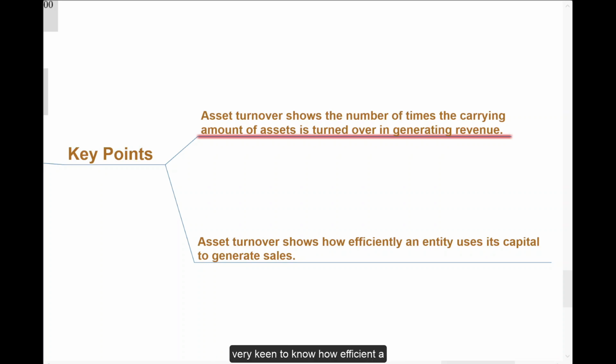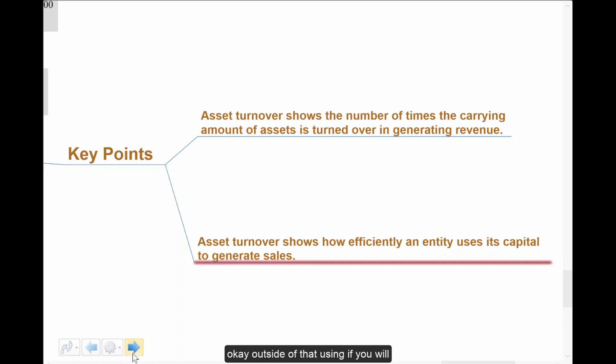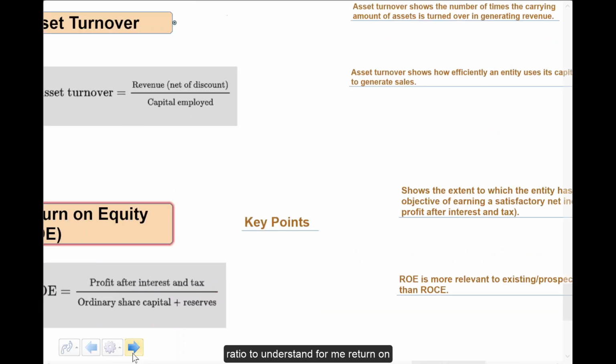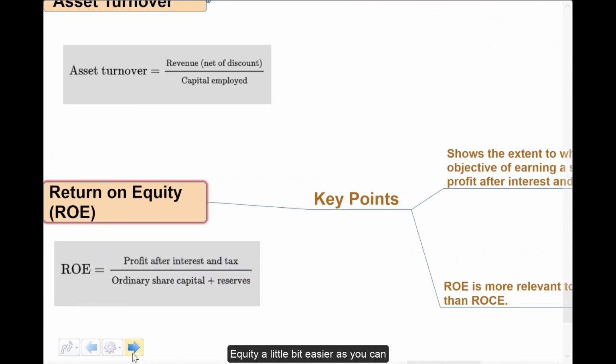We'd be very keen to know how efficient a business is relative to its turnover. Outside of that, using its capital, if you don't want to talk about assets, to generate sales. So quite a high-end and slightly complex ratio to understand for me. Return on equity, a little bit easier.